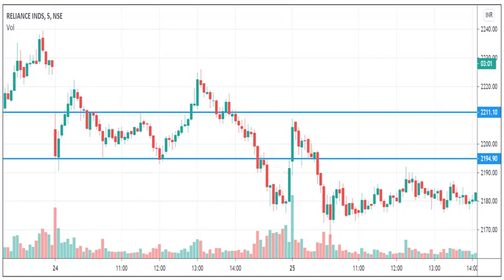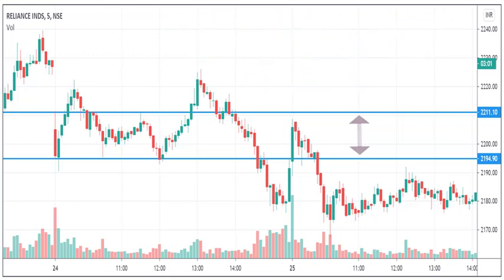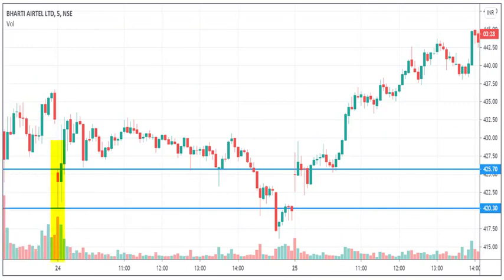So long as the price doesn't break out of the zone, we can look for selling opportunity. However, if the price breaks out of the zone, despite opening below our range, then it means that the sentiments have changed to bullish. Now, in this case, we don't have any sort of a breakout, so we can safely focus on short trades in Reliance. In this third example, Bharti Airtel, the price opened in between the range, in which case we will wait for a proper breakout to one side and trade accordingly.